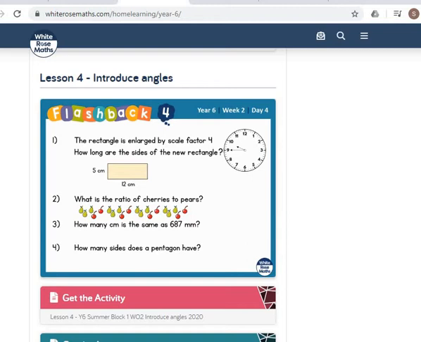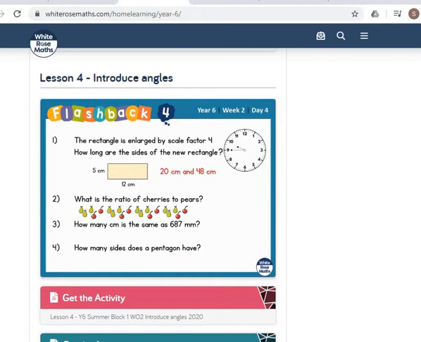Okay, let's go through. Number 1. The rectangle is enlarged by scale factor 4. How long are the sides of the new rectangle? Scale factor 4 meaning 4 times the size. So the sides would be 20 centimeters and 48 centimeters.